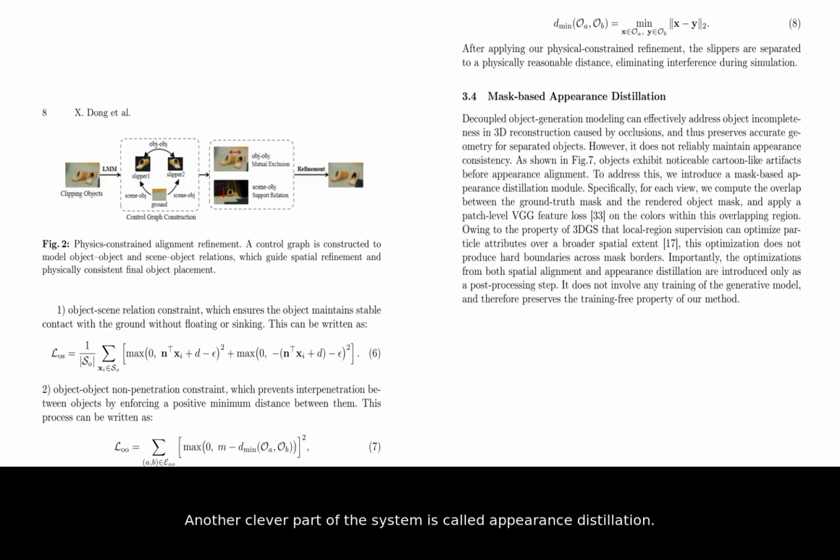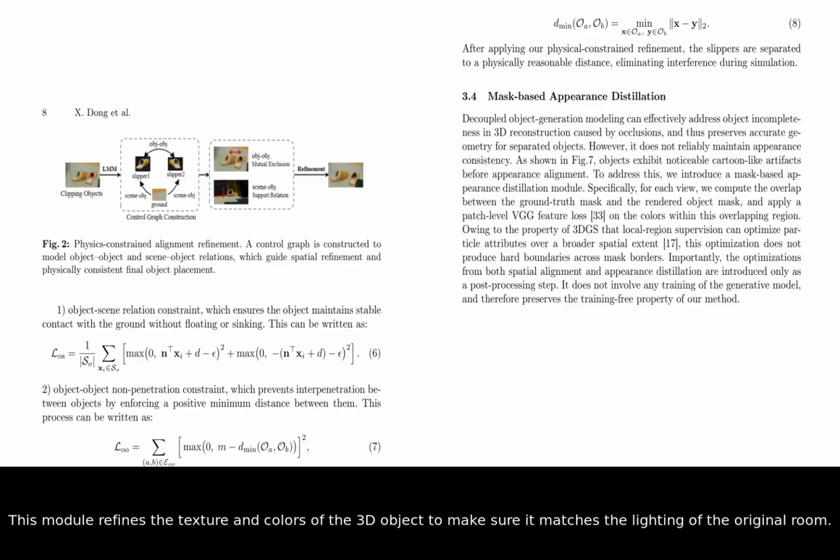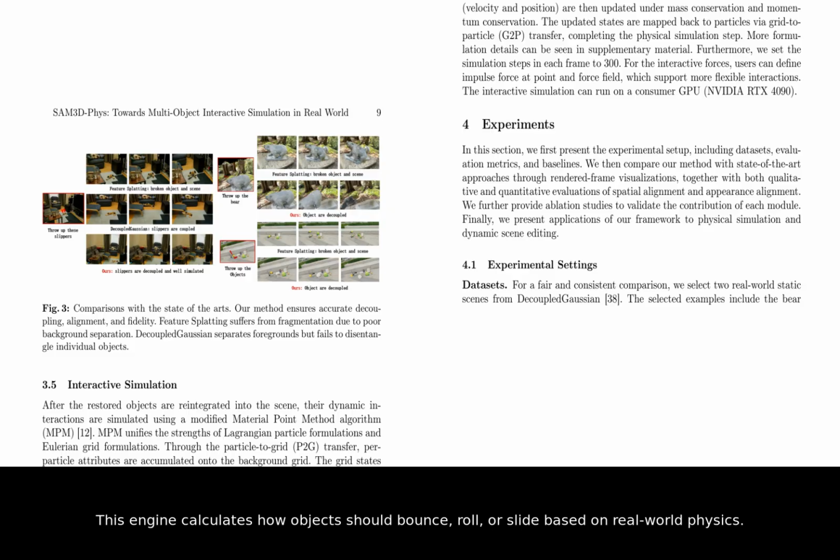Another clever part of the system is called appearance distillation. This module refines the texture and colors of the 3D object to make sure it matches the lighting of the original room. Once everything is aligned and colored, a simulation engine takes over to handle movement. This engine calculates how objects should bounce, roll, or slide based on real-world physics.